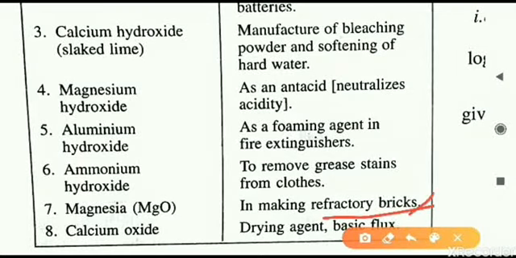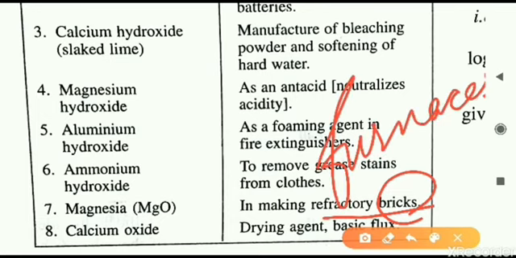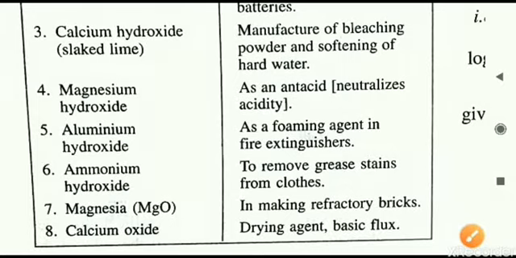refractory bricks. These are special kinds of bricks which can withstand high temperature. Generally where is it used? In the furnaces. In the furnaces, fire is burning every time, some process is going on, so the bricks around them in the furnaces are all refractory bricks, they can withstand high temperatures.